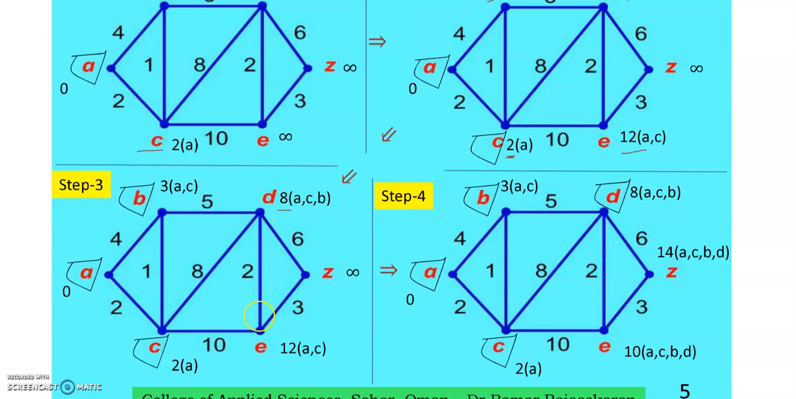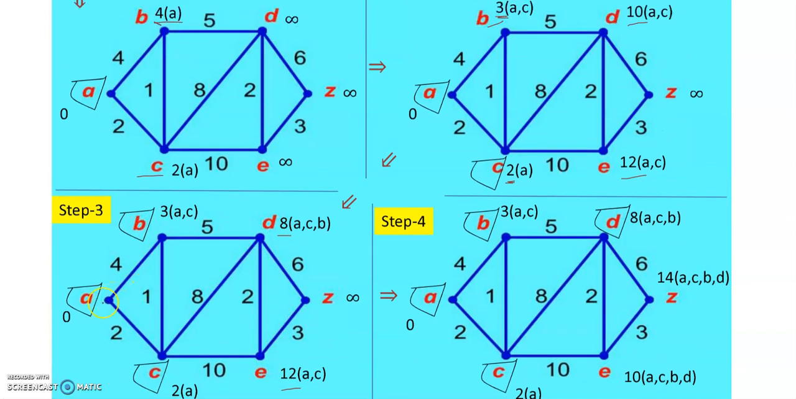Now we can write in a similar way for the vertex E also. Now A comma C, A to C 2 weight, and then C to E, weight 10. So total is 12. So now this is step 3. After fixing the minimum distance for the shortest path to the vertex B, now we are rewriting D and E. This is step 3.